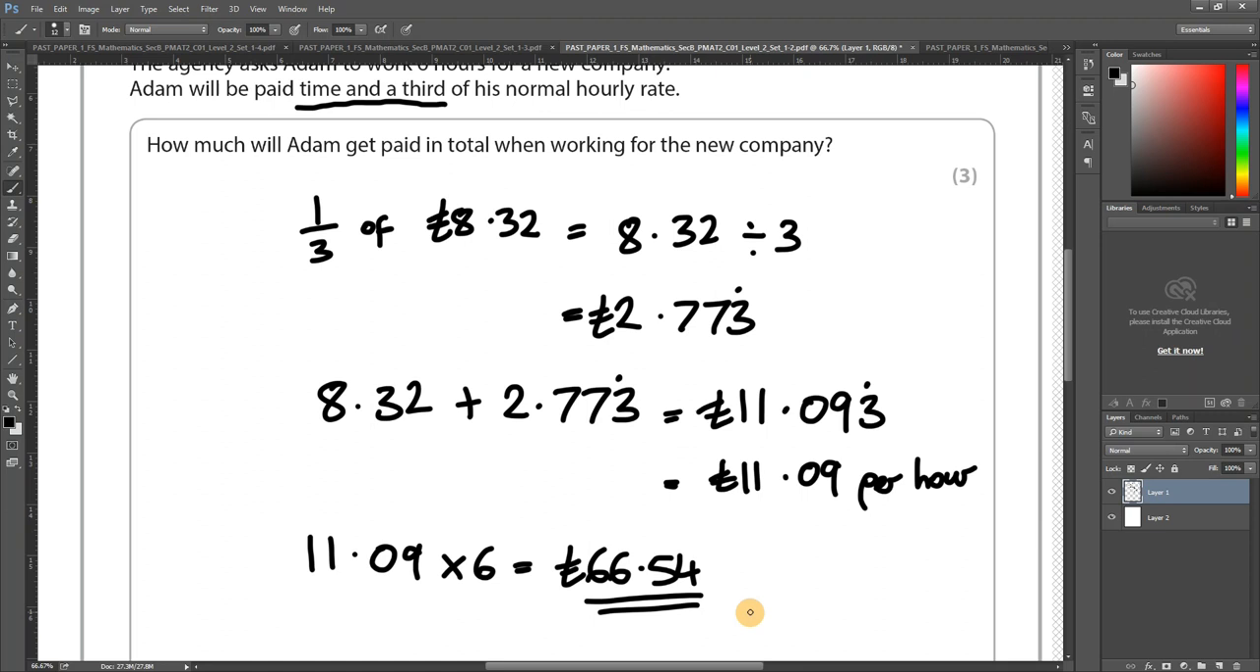So just to clarify, if you didn't round this and just used it as it is and multiplied by six, obviously it'll be a few pence more than that. So in the mark scheme, they would accept that. I have checked the mark scheme, and they would accept anything between £66.54 and £66.60, I believe. So that's absolutely fine. As long as you show your working out, justify your answer, that's good enough. Well, let's move on to question two.